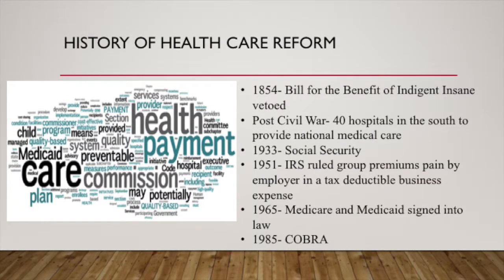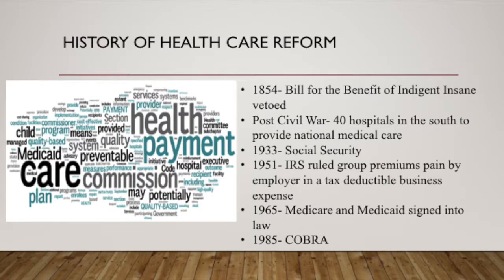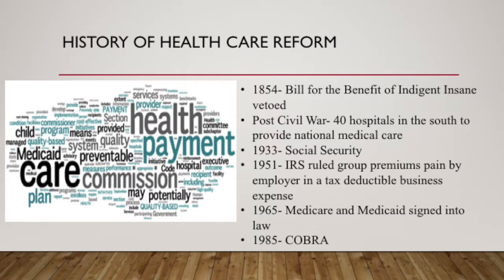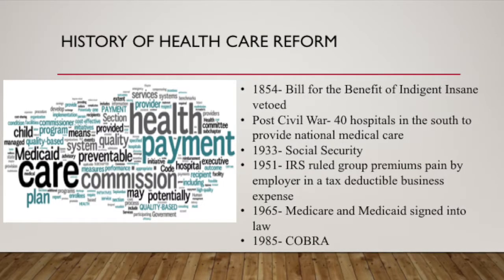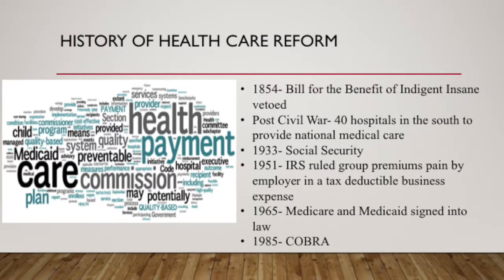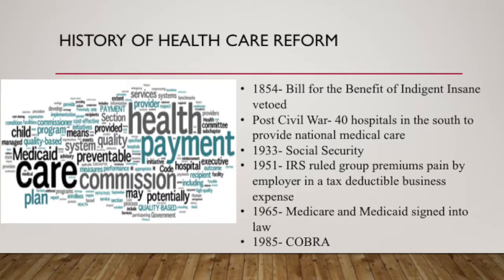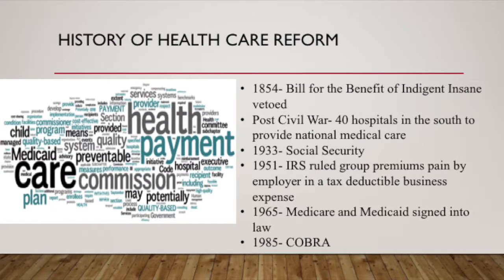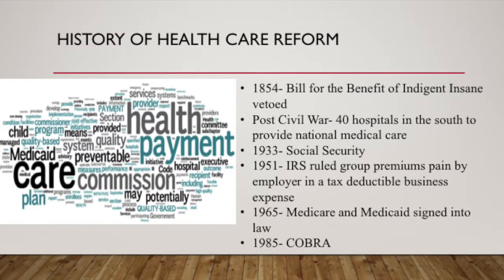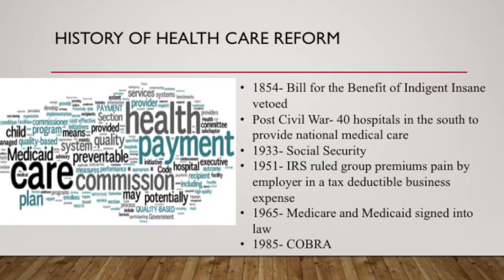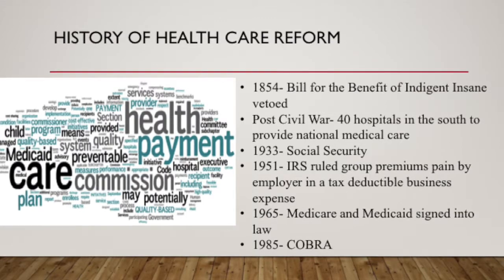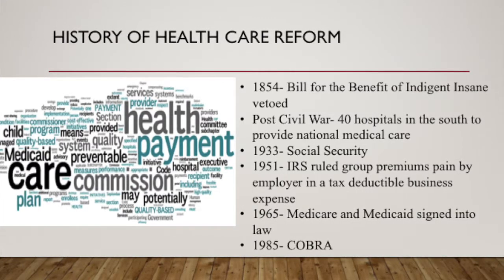The following is a short list of important healthcare reforms through history. In 1854, the Bill for the Benefit of Indigent Insane was vetoed by President Franklin Pierce, who reasoned that the federal government should not commit itself to social welfare. Post-Civil War, the first involvement of the federal government was the short-lived establishment of 40 hospitals in the South to provide national medical care. In 1912, organized medicine opposition to universal health care was standard.